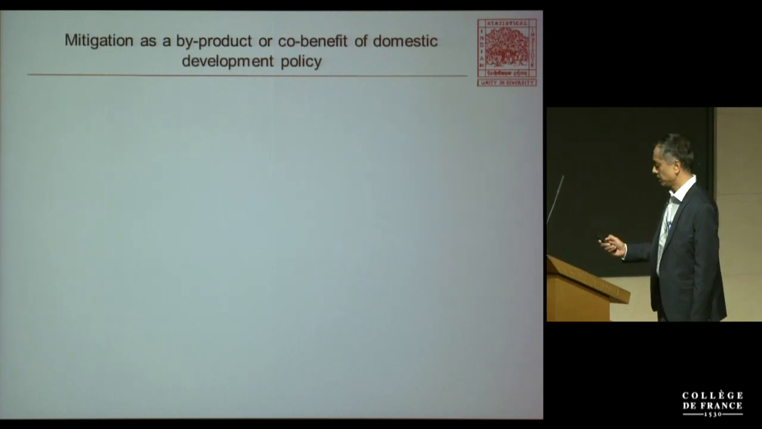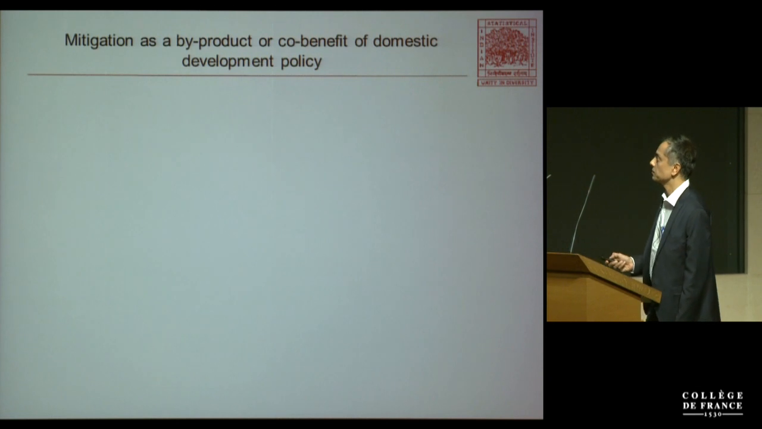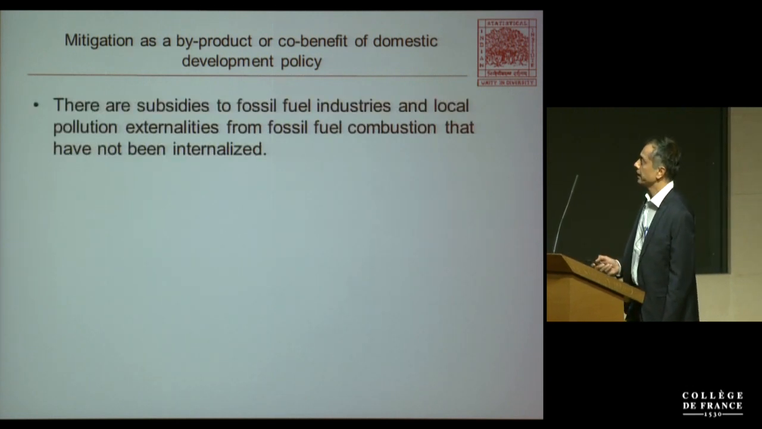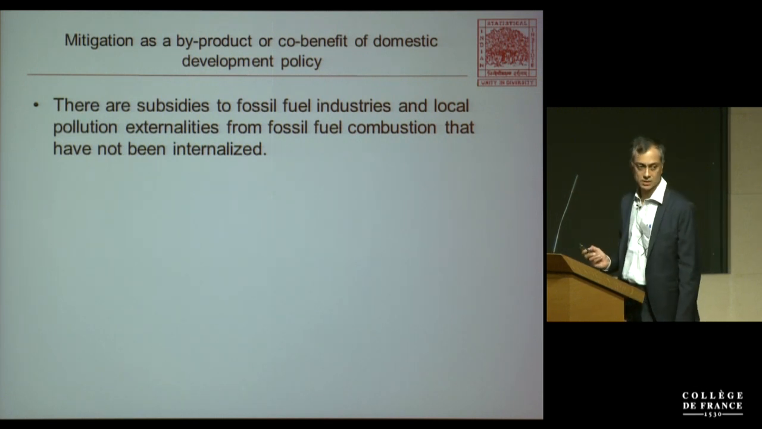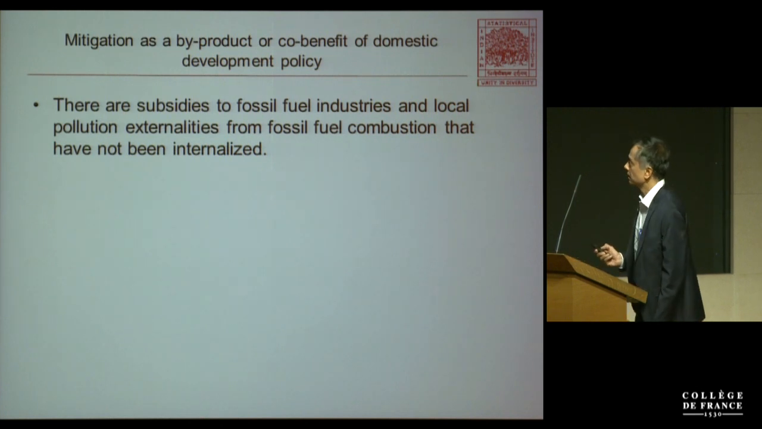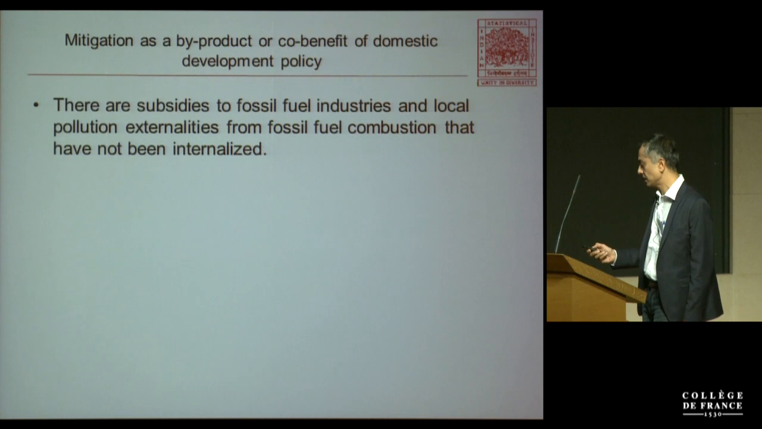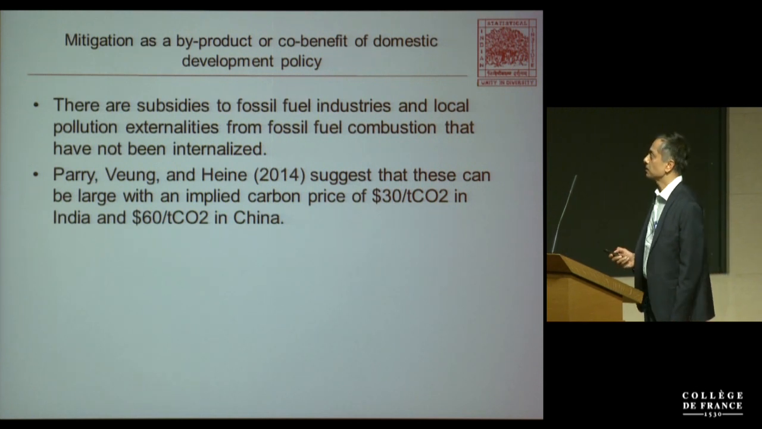So let's look at the first of these possibilities, which is mitigation as a byproduct or co-benefit of domestic development policy. This has been talked about a little bit already. And there are some possibilities here, clearly. There are subsidies to fossil fuel industries in many countries in the developing world, and there are local pollution externalities from fossil fuel consumption that haven't been internalized. And some of these might be quite large.